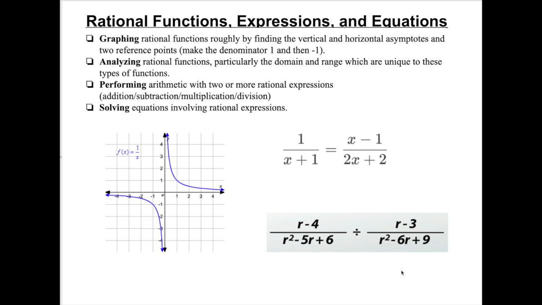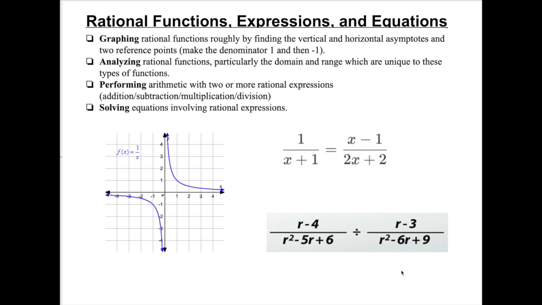Okay, the first was graphing rational functions roughly. So we only talked about how to make a rough sketch using the vertical and horizontal asymptotes and two reference points. We found the reference points by making the denominator 1 and then -1 because those are easy numbers to divide by.